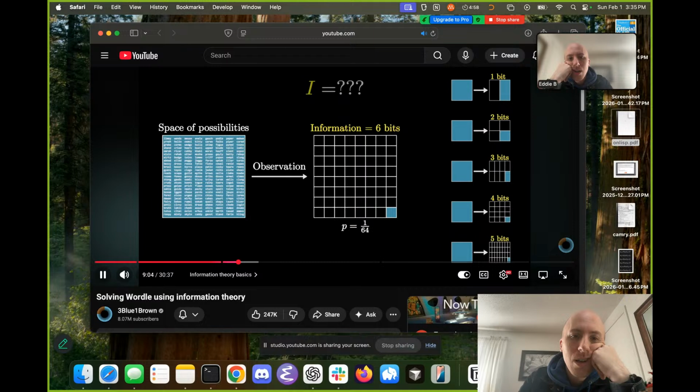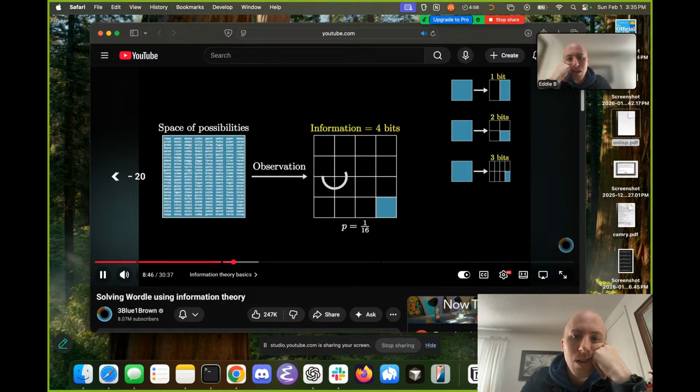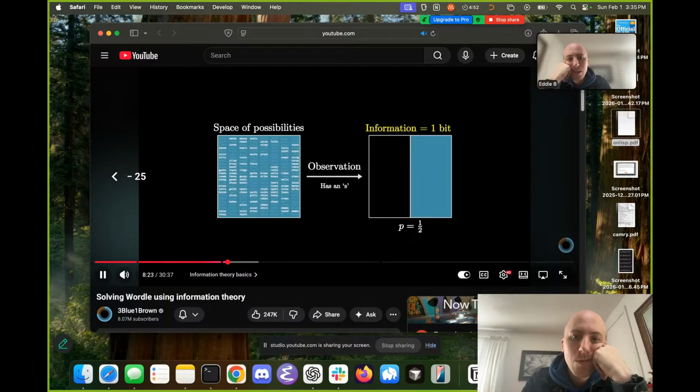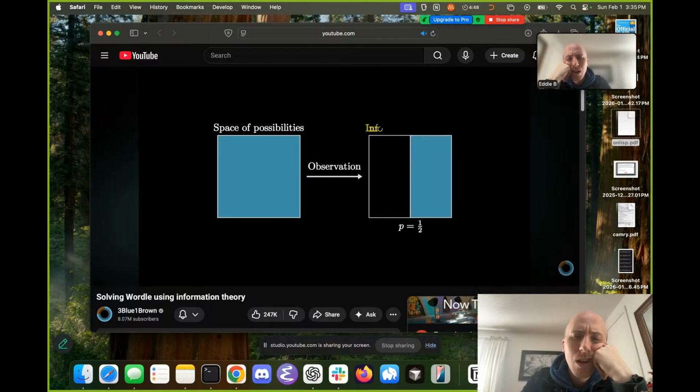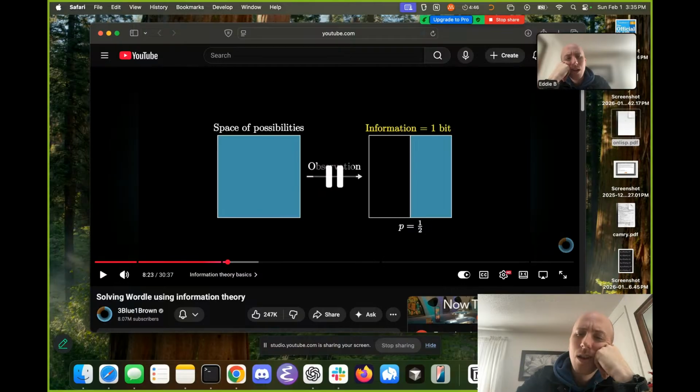Well, what we're saying here is basically that when you take 1/2 to the number of bits, we say it's 3 bits of information. Oh, I kind of missed this when we were going through it. And that cuts your space of possibilities in half. We say that it has 1 bit of information.